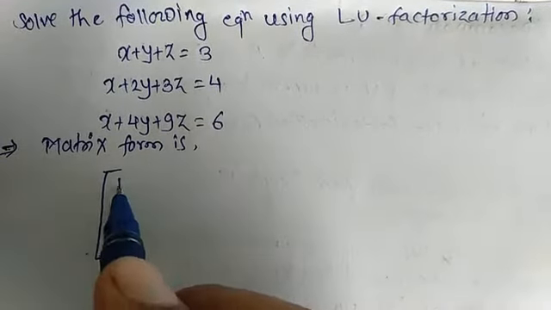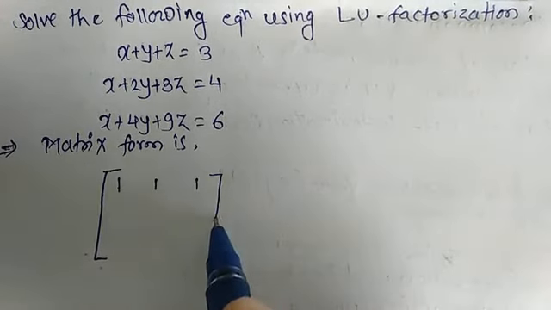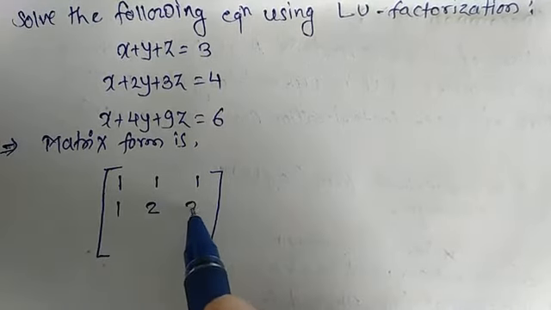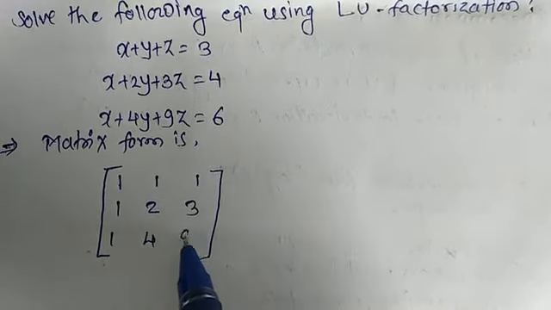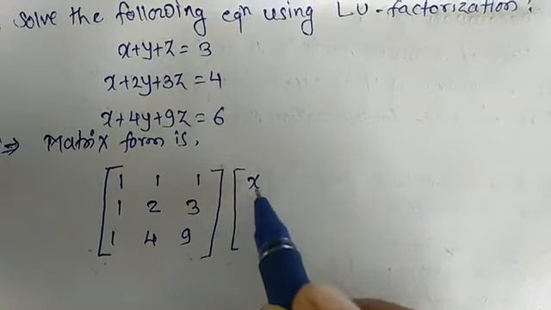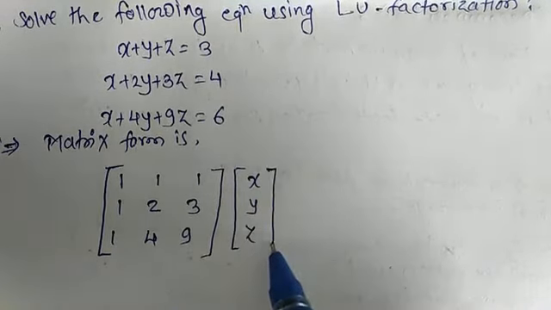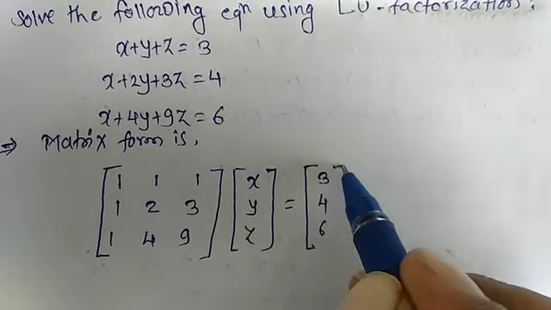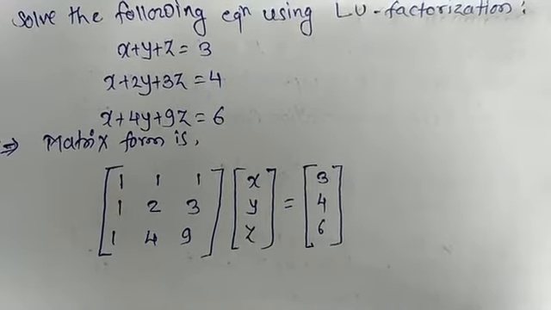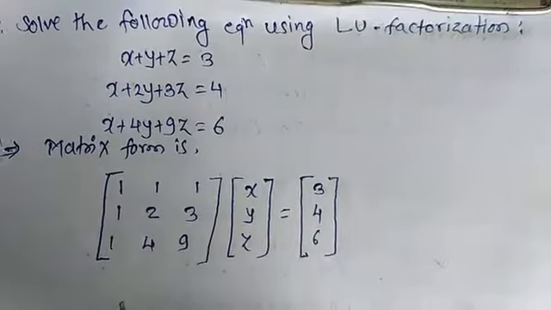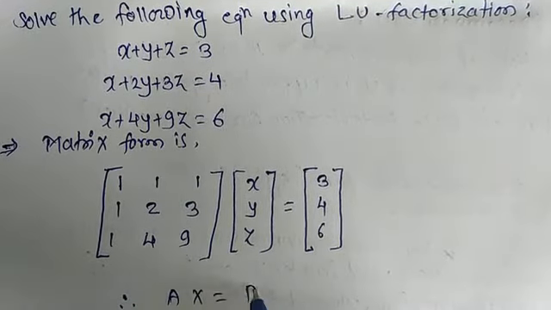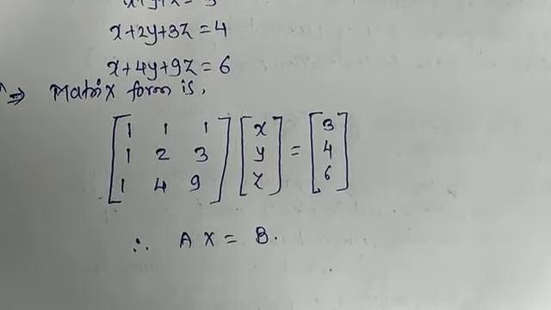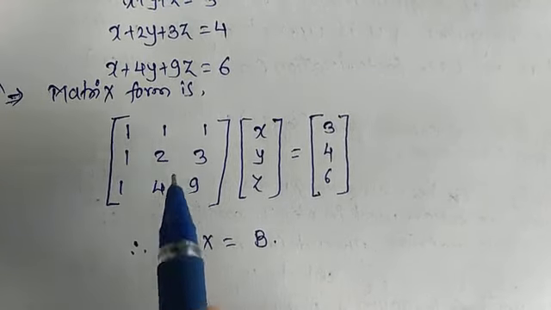From the first equation it can be written as 1 1 1, the coefficients from the left side of the first equation. From the second equation it is 1 2 3, from the third equation it is 1 4 9. Next the variable matrix is x y z, and the right side is 3 4 6. So this is a system in the form Ax is equal to b. Now we have to find the row echelon form of matrix A.